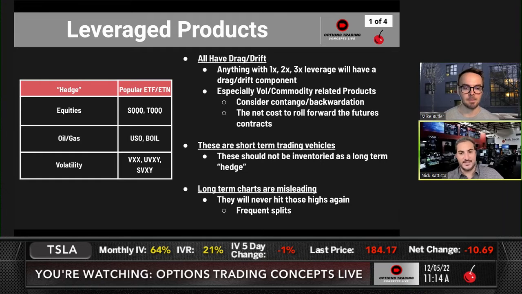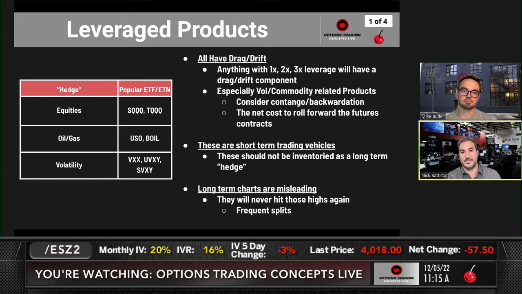So if you see anything that tracks 1x, 2x, 3x of any sort of product, whether it be volatility or oil or natural gas, all those products have some sort of drag or drift component to them, which, when you're looking at volatility and oil and natural gas, can be a significant part of these products. With TQQQ or SQQQ, the drag is very, very small. When you look at something like volatility, you can have 2, 3, 4 points of contango, which is going to be 10, 15, or 20% just drag on those products.